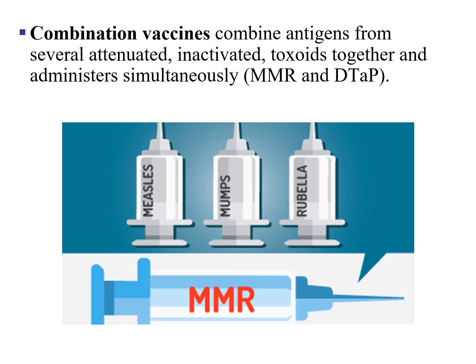The next type of vaccine is combination vaccines. You will have combined antigens from several different types. You have an attenuated one in there, you might have an inactivated vaccine in there, and you might have a toxoid, all together. These are some examples: the MMR vaccine and the DTaP. They're combination vaccines.